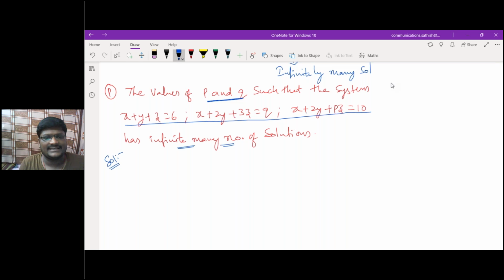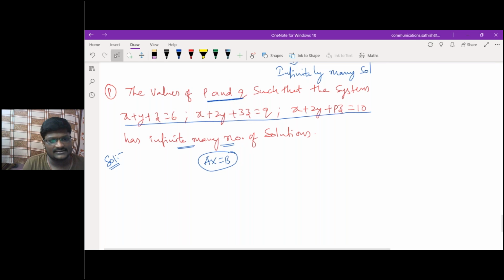Again, which is having Ax equal to B. This is nothing but what? Ax equal to B means a non-homogeneous system of linear equations. So then you can have the augmented matrix. What is your augmented matrix? This one.